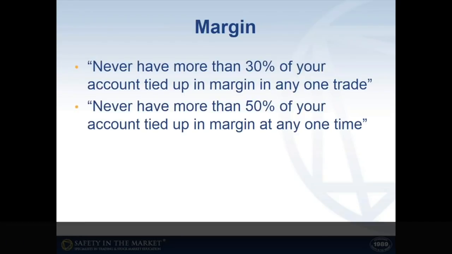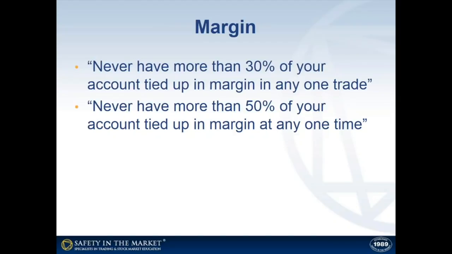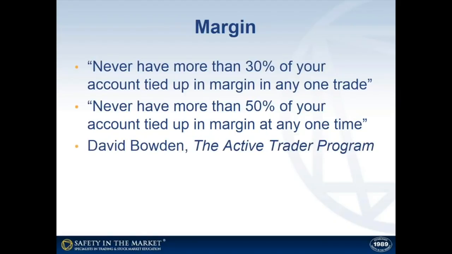David goes one step further and says, never have more than 50% of your account tied up in margin at any one time. So people will say, oh, I don't want more than 30% of my account in margin on one trade, but I'll put 25% of my account in margin on the Aussie dollar, 25% on the euro, 25% on the pound, and then your account's all margined up. He gives you the 2 specific things there. No more than 30 in any one trade or any one market or any one currency pair, and no more than 50% in margin in total. Even if you've got 50 trades on at 1% each, don't go to 51%. And I think they're pretty good rules. They're straight from David, straight out of the Active Trader program.